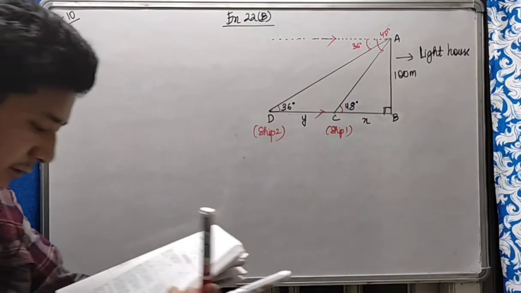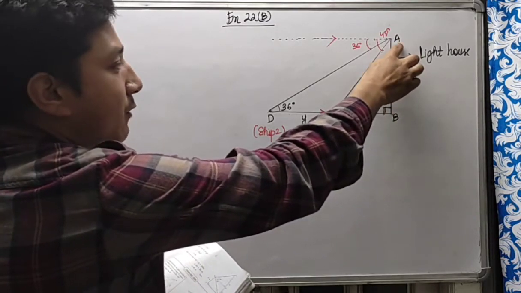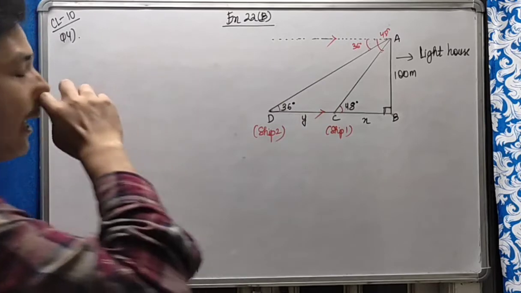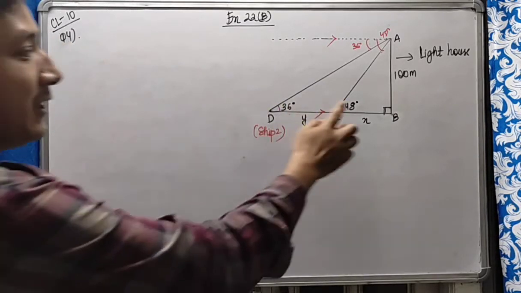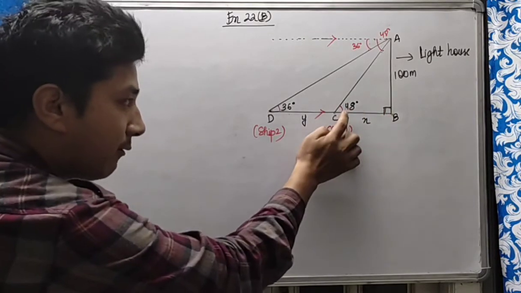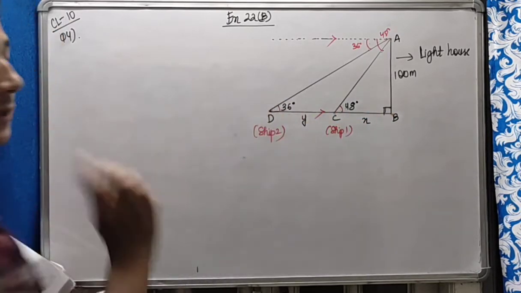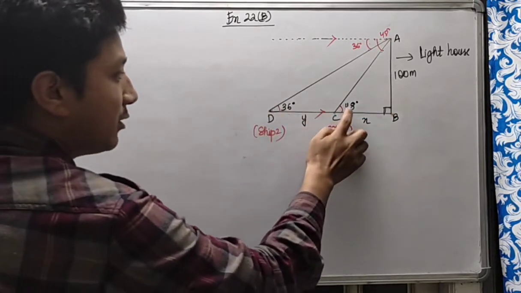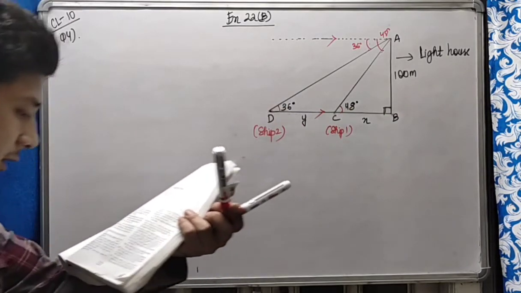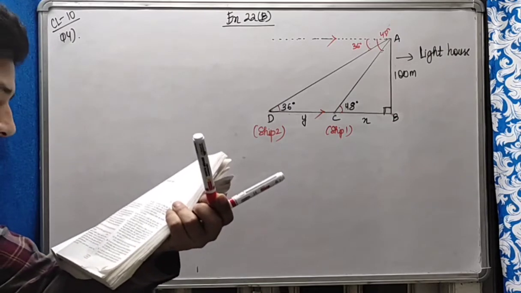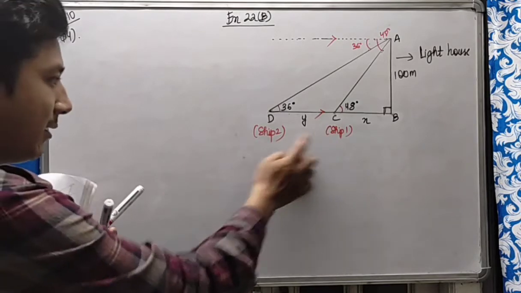Once again we repeat the question. From the top of the lighthouse, the angles of depression of two ships are 48 degrees and 36 degrees respectively. 48 is closer to 90, so that's why it is first, and 36 is farther from 90. So at point C it is 48, at point D it is 36. The question is asking us to find the distance between the two ships, C and D.